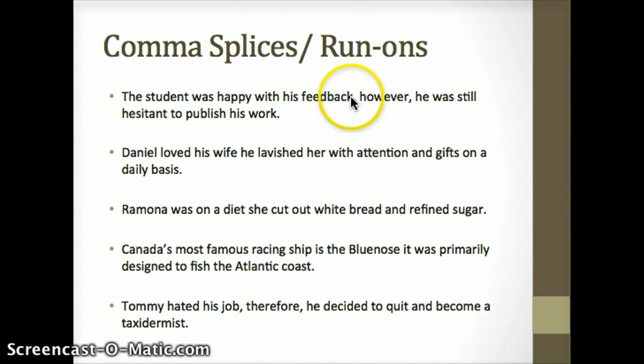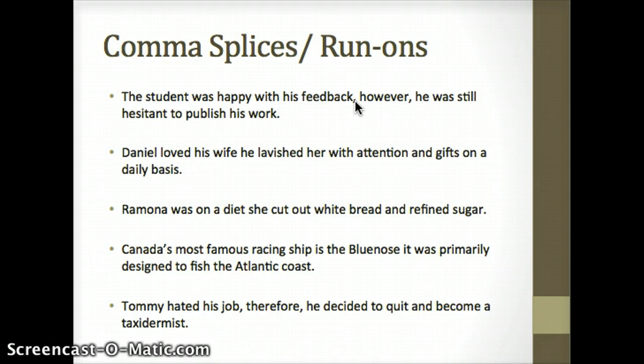The student has had, or adds a comma, however, comma, he was still hesitant to publish his work. So he was still hesitant to publish his work. This is also a complete sentence. He is the subject, was still hesitant to publish his work as the predicate. So we do have a transition word, however, stuck in there, and only some words can be used to join two independent clauses together. However is not one of them. So you need to have stronger punctuation that separates these two sentences.